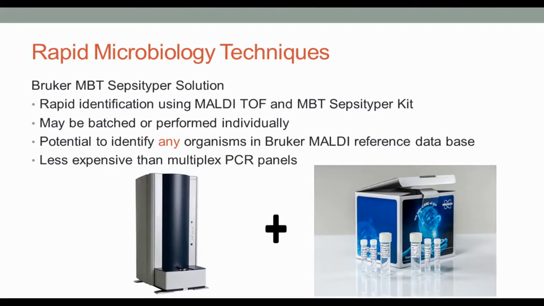The last rapid identification method we will discuss, and the main focus of my talk today, is the Bruker MBT Sepsityper. This method utilizes the Multitof technology and has the potential to identify any organism that is contained in the Bruker Multitof database. Identifications may be batched or performed individually. When performing a cost analysis of different rapid identification methods, the Sepsityper was least expensive for us.